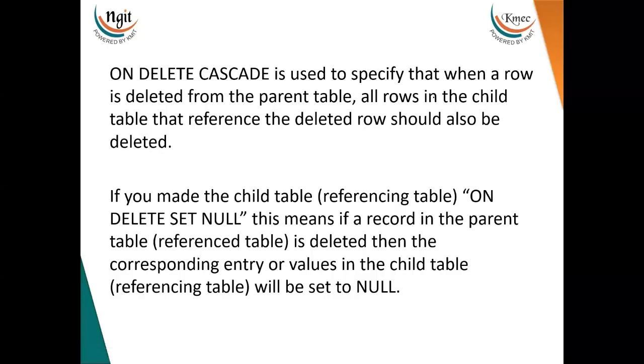So on delete cascade is used to specify that when a row is deleted from the parent table, all the rows in the child table that reference the deleted row should also be deleted. So it will get deleted when this particular constraint is specified during the creation of the child table. Similarly, on delete set null is whenever a record from the parent table is deleted, and if the same record is present in the child table, then the values for the attributes in the child table are set to null automatically. This is about on delete set null.